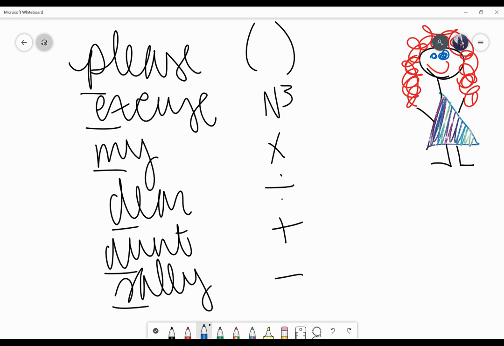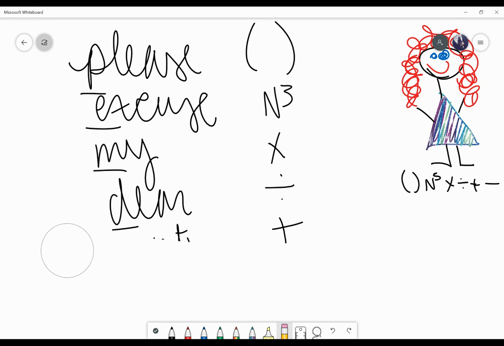All right. And then also to help us remember, I'm just going to put symbols over here. Multiplication, division. That's not an addition sign. Addition and subtraction. Okay, now let's do some practice problems.